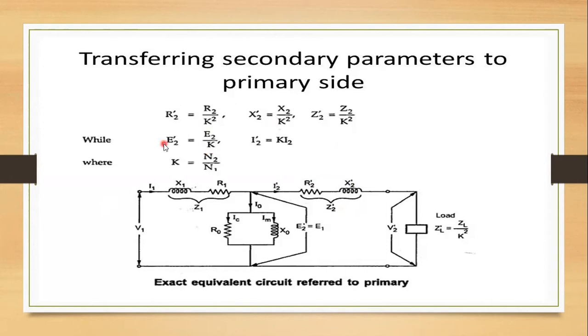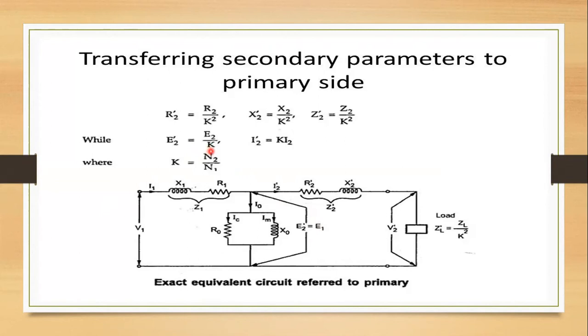And also, you know the relation N2 by N1 is equal to K, that is equal to E2 by E1. By using the relations, it is converted like this: E2' is nothing but E2 by K. Here, E2 is induced in the secondary side, and that can be converted into the primary side. So E2' is equal to E2 by K. That is called the primary side E1.